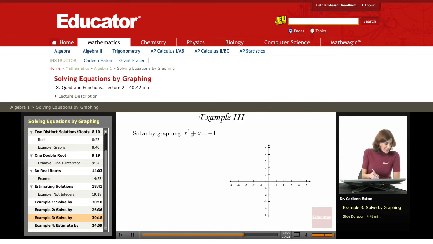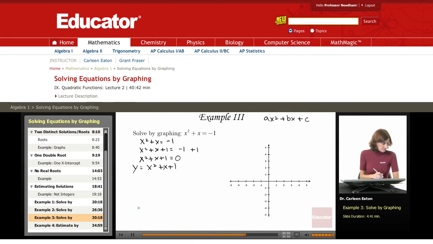Third example. Again, I have to put it in standard form. This is not in standard form. I'm going to add 1 to both sides. So again, reminding you that standard form is ax squared plus bx plus c. Now this is in standard form, and the corresponding function is x squared plus x plus 1.